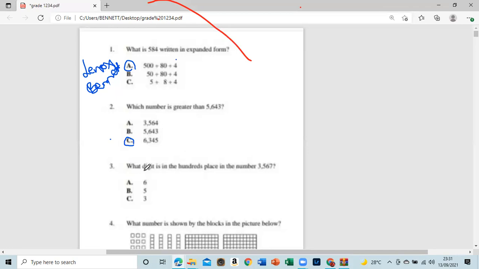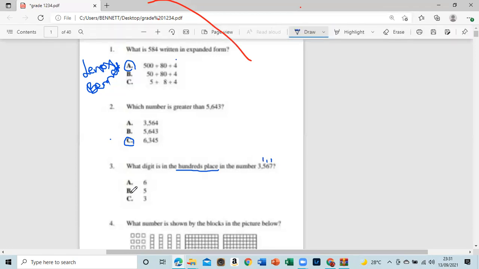This one says, what digit is in the hundreds place? Underline that, 100, please. So this is ones, tens, and this is hundreds, so that is 5.